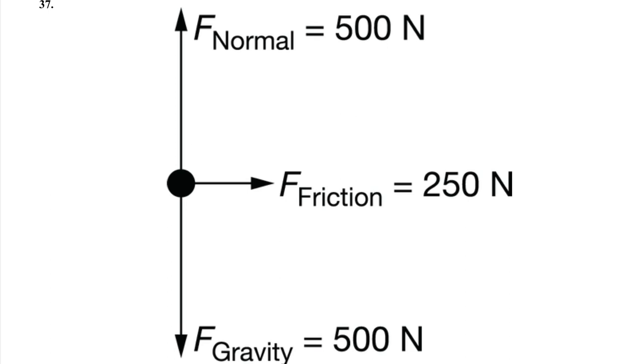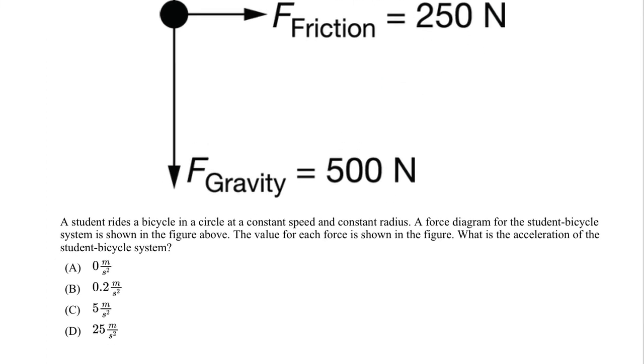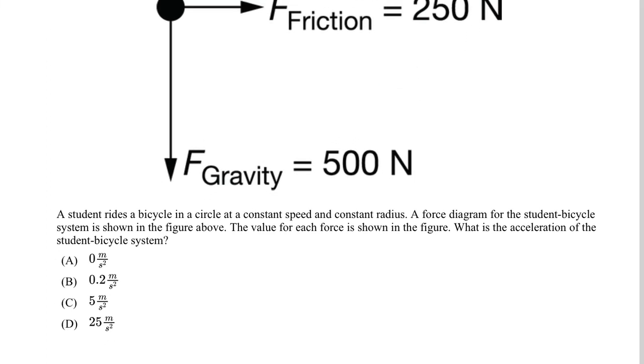Okay, going on to question number 37. A student rides a bicycle at a constant speed and radius. The force diagram for the student and bicycle is shown above. The value for each force is shown in the picture. What is the acceleration of this system?